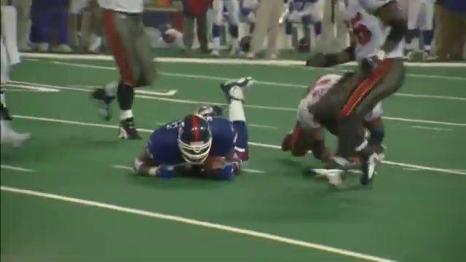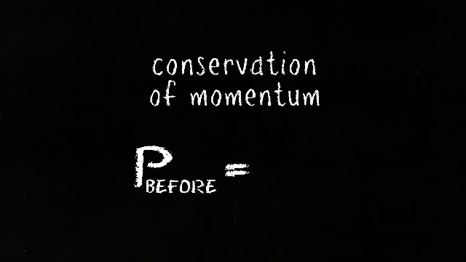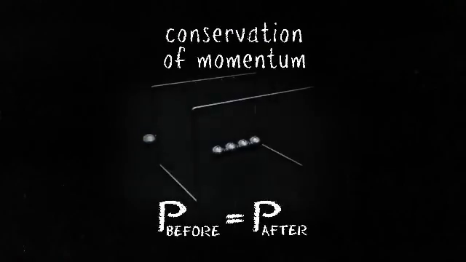The better you're able to use that to your advantage, the better you're able to make contact and get a guy down right away. In every collision on the football field, Newton's third law dictates that the total momentum between players must be the same before the collision as it is after the collision. This relationship is referred to as conservation of momentum. The law of conservation of momentum says that P, the momentum before the collision, is equal to P, the momentum after the collision.